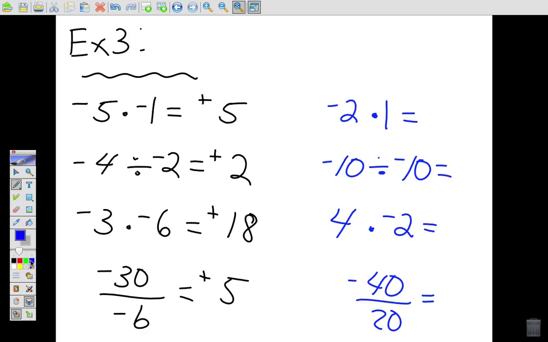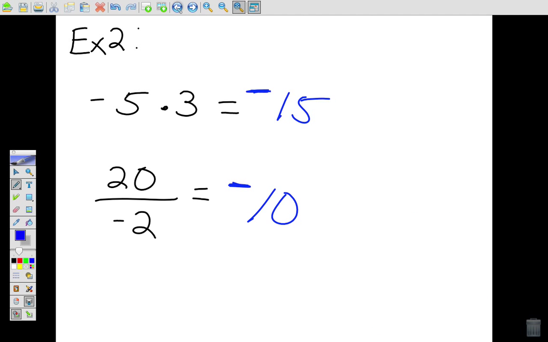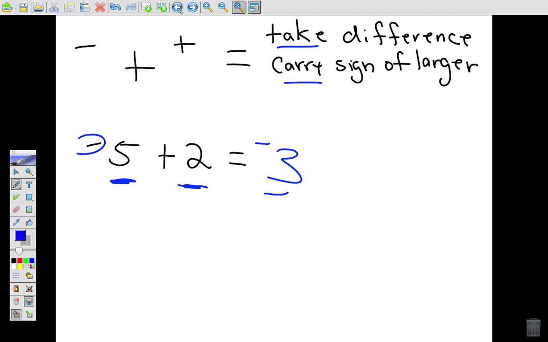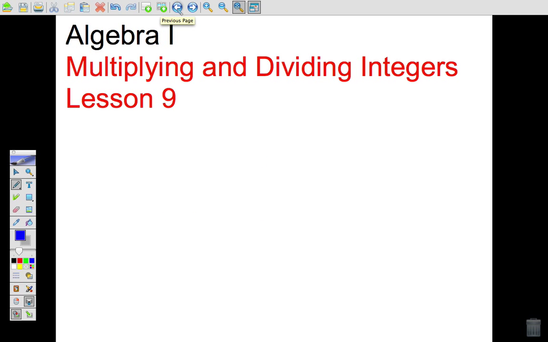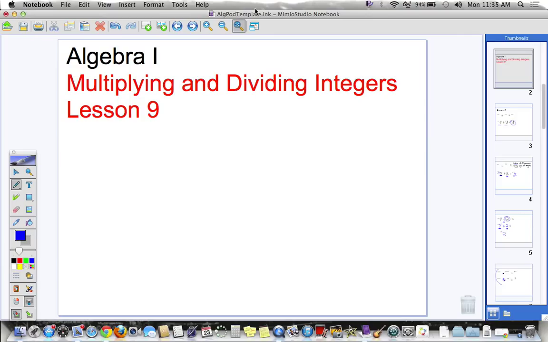On the right column, since I'm multiplying or dividing a negative and a positive, what's a negative times a positive or a negative divided by a positive? It's always going to be negative. So right away, you can determine your sign is negative. On the first one, I'd have 2. Let's see, 10 divided by 10 is 1. 4 times 2 is 8. And 40 divided by 20 is 2. And again, they're all negatives. So the topic in this lesson was multiplying and dividing integers. So just review it and make sure you have the notes for this.